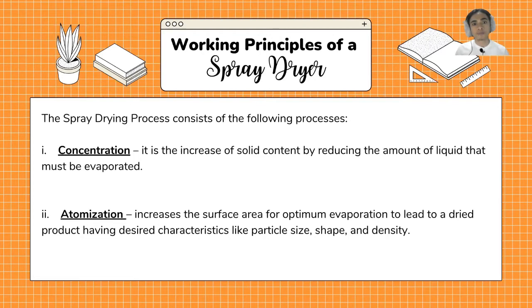Let's discuss the working principles of a spray dryer. The spray drying process consists of the following processes. First, concentration. It is the increase of solid content by reducing the amount of liquid that must be evaporated. Next is atomization. This increases the surface area for optimum evaporation to lead to a dried product having desired characteristics like particle size, shape, and density.